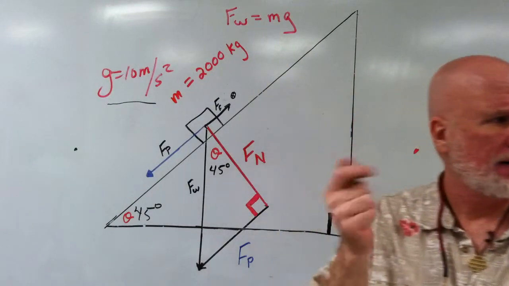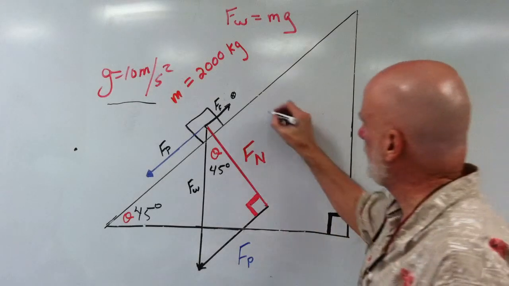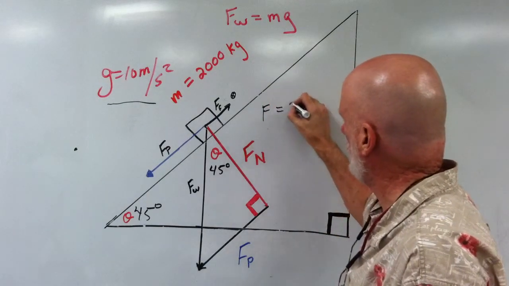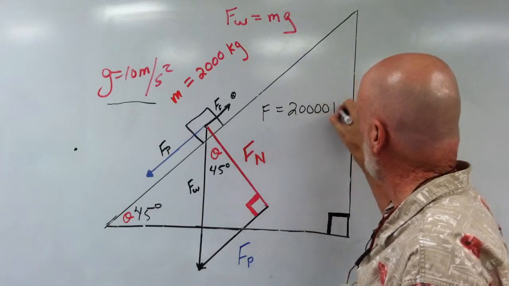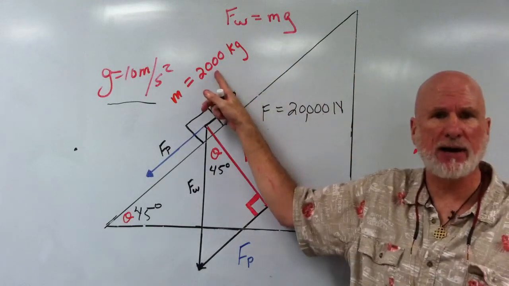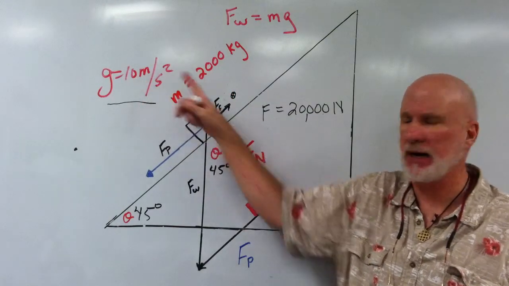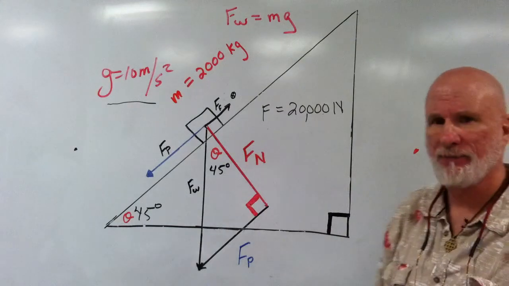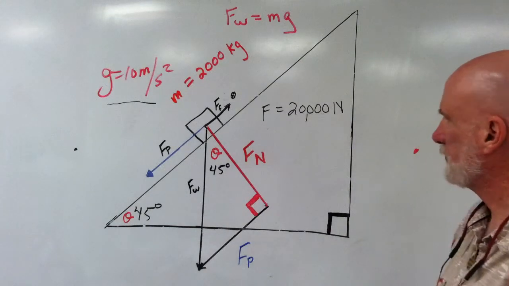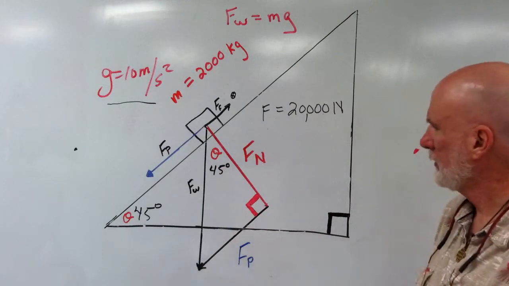Fw should be second nature to you. Let's start with Fw. We know that Fw is going to equal 20,000 newtons. Mg: 2,000 kilograms times 10 meters per second squared, 20,000 newtons. Now, if you look at this, Fp is what we're looking for.